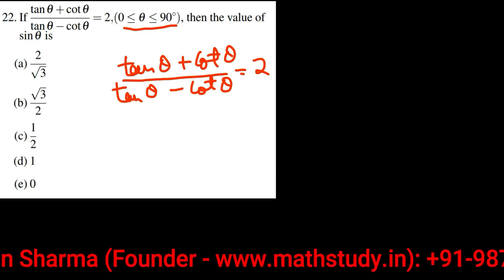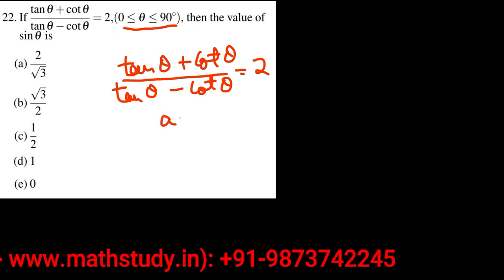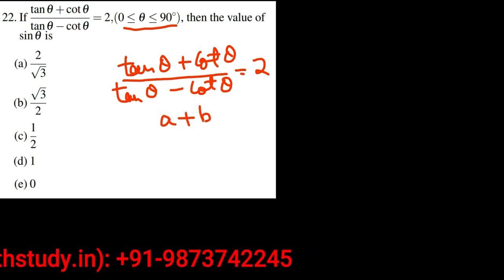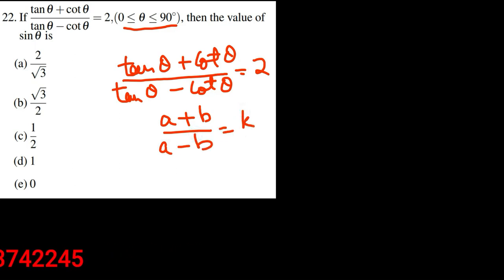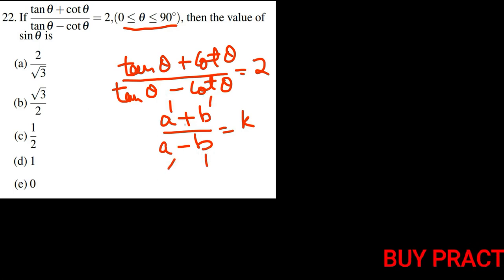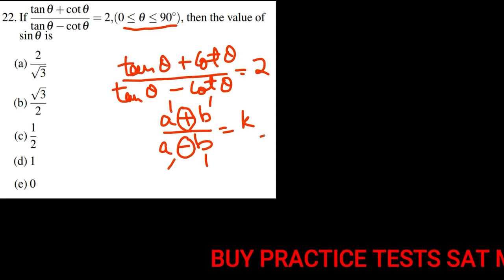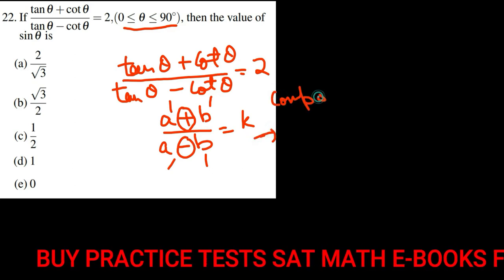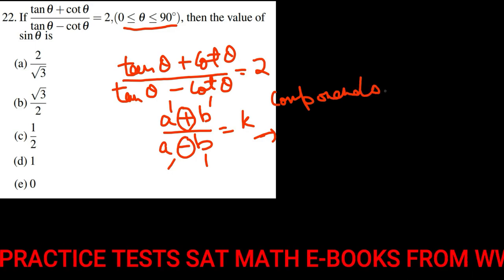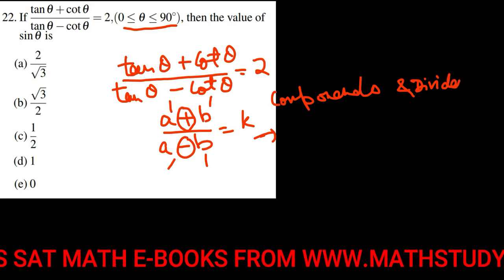So what we will do here, whenever you see a problem like this, a plus b upon a minus b equals some constant, right? Here these terms are the same, a and b, but the sign is different here, plus and minus. So what you will do, you just use componendo and dividendo.